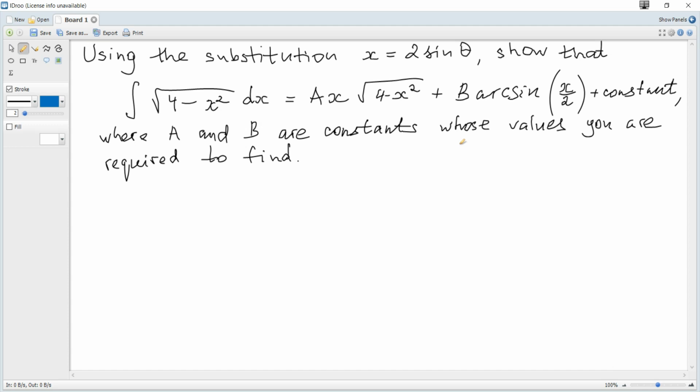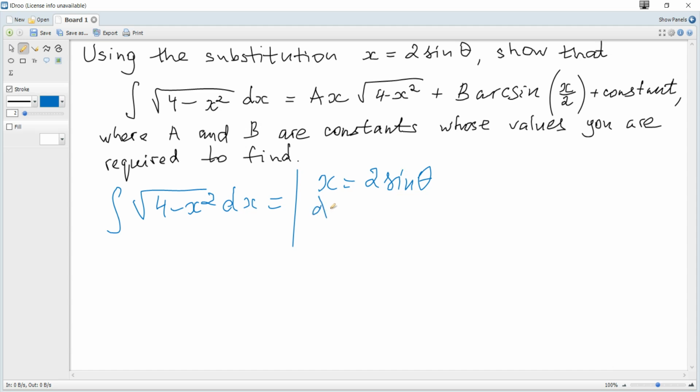The substitution x is 2 sine theta shows that the given integral is equal to this expression, where a and b are constants whose values you are required to find. Since it is given what substitution should be used, we start with the substitution. So we write the integral of root 4 minus x squared dx, where x is 2 times sine of theta.